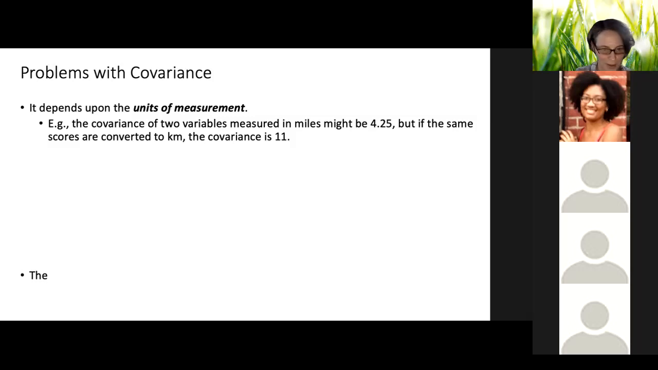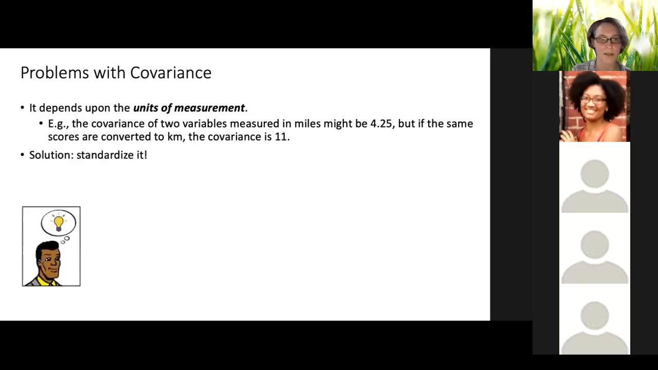Yeah, that's not good, right? So that makes the covariance pretty useless, because it's completely dependent on the units. 11 sounds like a much larger covariance than 4.25, but it's actually the same association. The strength of the association is the same. So that's not good, right? We have to do something about that. So what are we going to do?